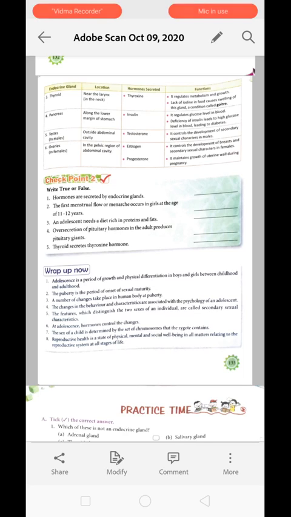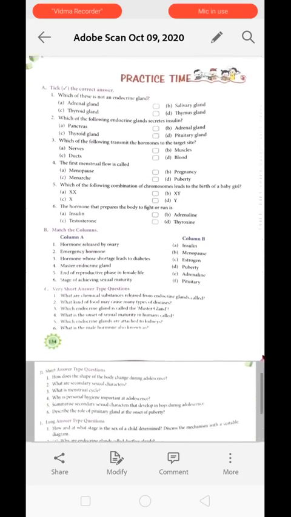Fourth, oversecretion of pituitary hormone in adults produces a pituitary gland disorder. Yes, true. The thyroid secretes the thyroxine hormone. True. Understood? Next, practice time.